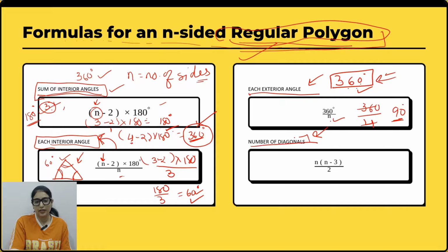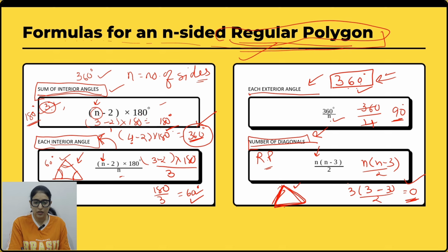Now, next is the number of diagonals. How to find the number of diagonals of a regular polygon? Here, n is again the number of sides. So, n into (n minus 3) by 2. If n is 3, let's find the number of diagonals in a triangle. 3 into (3 minus 3), divided by 2. 3 minus 3 is 0, so the answer is 0. If you observe a triangle, can you join any opposite vertex? No. Hence there is no diagonal in a triangle. This has been proved with this formula also. Clear?